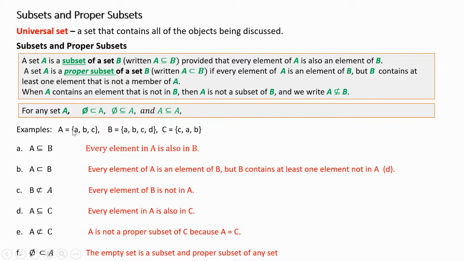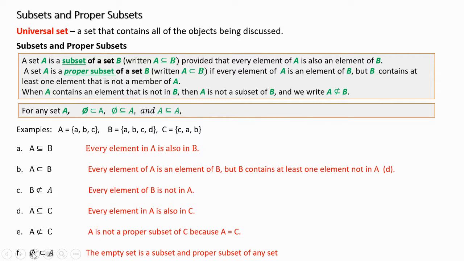And why? Because if you notice, set A and set C are equal. And the rule for a proper subset is that every element in set A has to be also in set C, but C has to have an additional element that's not in A. That's the reason behind it. A is not a proper subset of C because A is equal to C. And for it to be a proper subset, we go back to the definition. A set A is a proper subset of set B if every element in A is also an element in B, but B contains at least one element that is not a member of A. That's what takes place here.